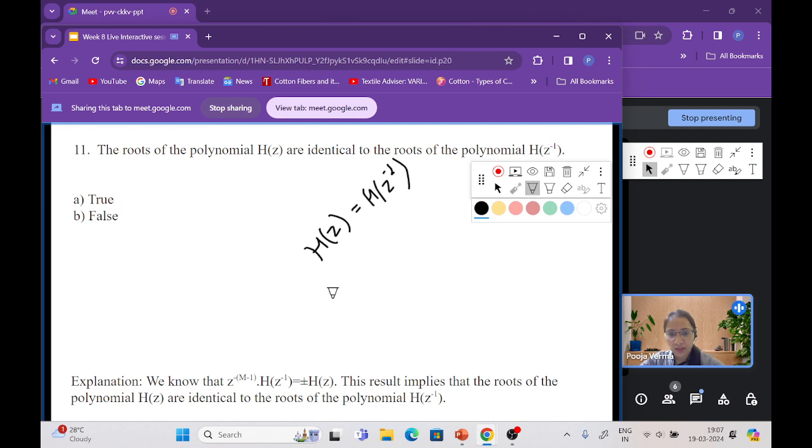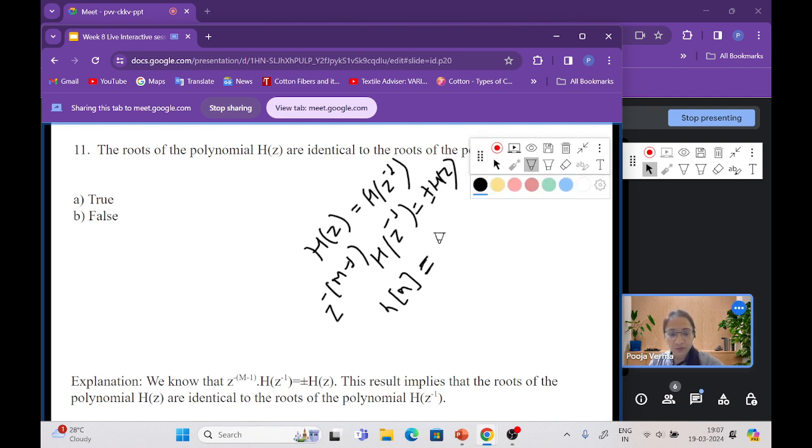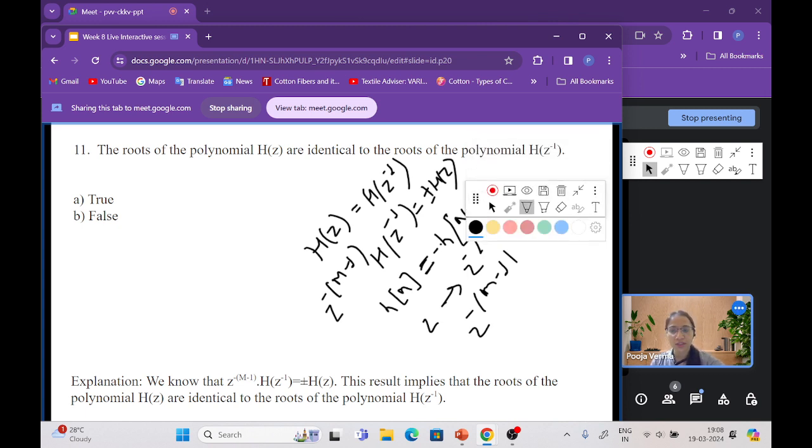So already we know that for the linear phase FIR filter, z to the power M minus 1 H(z inverse) is equal to plus or minus H(z). We have also solved this problem. So this result implies the roots of the polynomial H(z) are identical to the roots of the polynomial H(z inverse). I already told you, h(n), the linear phase FIR filter, must follow this linear phase property, h(n) equals plus or minus h(N minus 1 minus n). If we take the z transform of this, change z to z inverse and multiply with z to the power M minus n, then we will get the same. So the roots of the polynomial H(z) are identical to the roots of the polynomial H(z inverse). That is true.